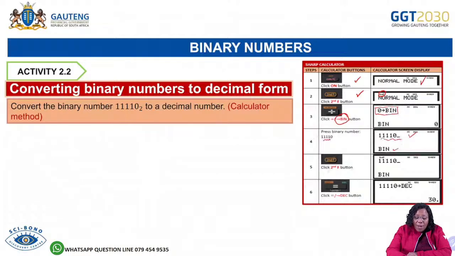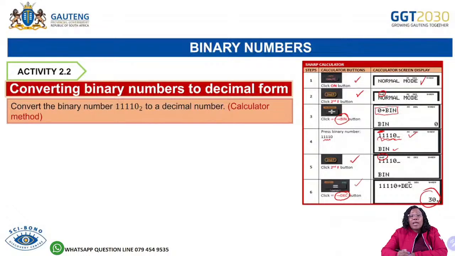Then you go again to second function. Look at this binary here, there is nothing there, but the minute you press the second function, it will show second function there. From here you press the equal sign, and the aim is to change this to a decimal, because the equal sign has an arrow with a decimal on top. That is why we are using second function for that. Then it will give your answer of 30 straight away. That is how you can check whether your binary is correctly converted to a decimal using a Sharp calculator.